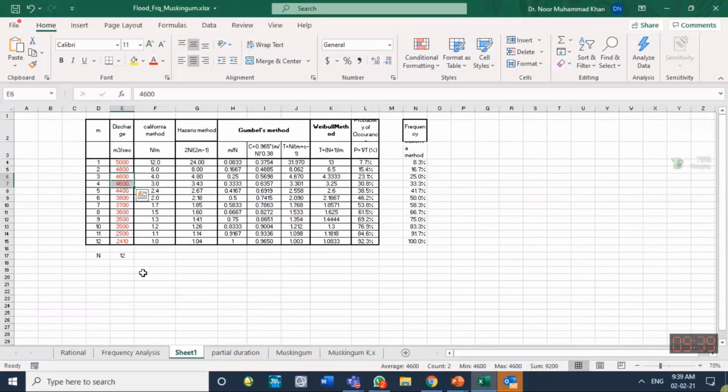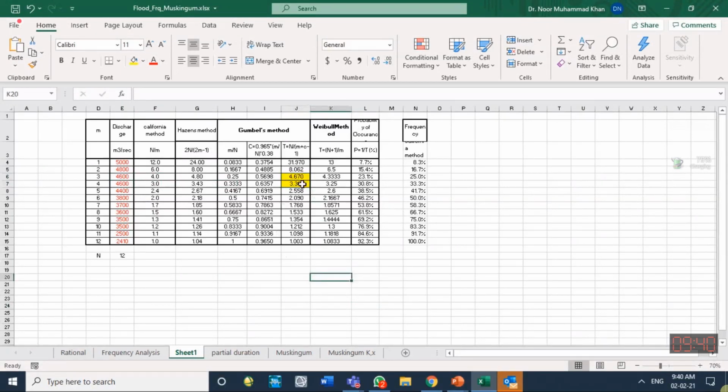If there are 2 years having 4600, what time period should we mention? So there is a flood of 4600 with a return period of, in the Gumbel method, let us say 4.6 years, and the same flood of 4600 occurred in another year also, with a return period of 3.3 years. So what should be mentioned?